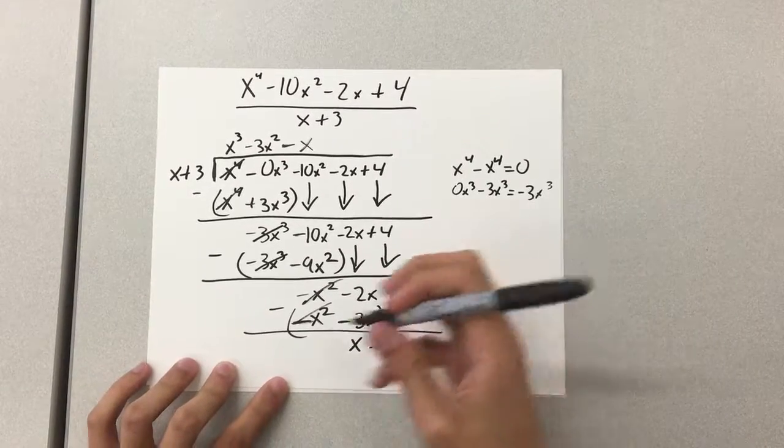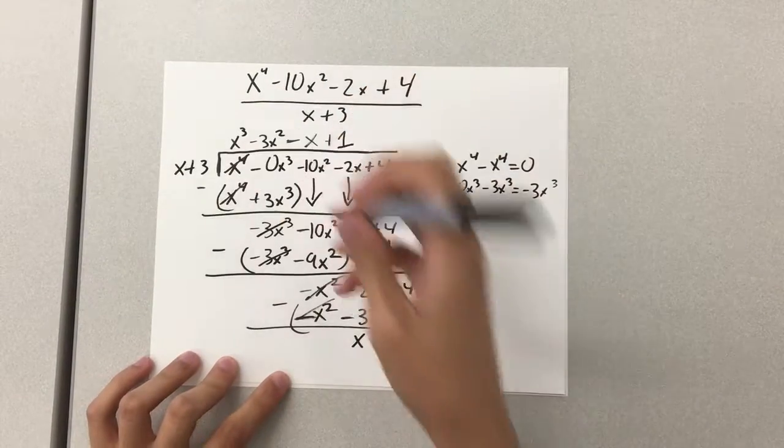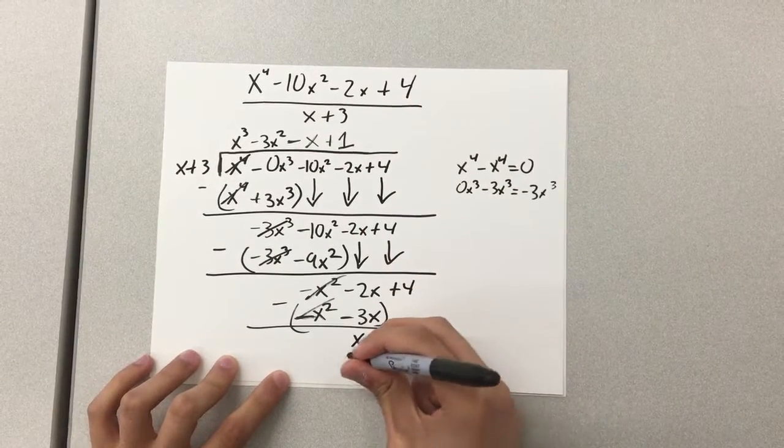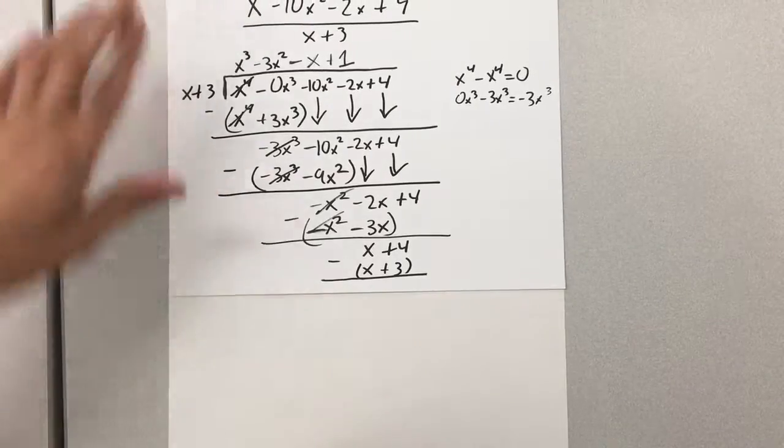We'll do it one more time. 1 times x gives us x. 1 times 3 gives us 3. We'll subtract. And this becomes 1.